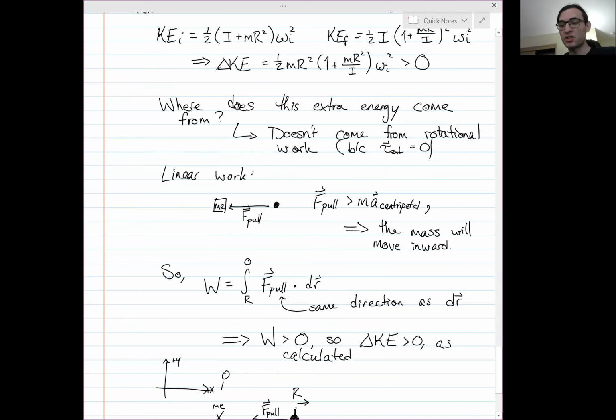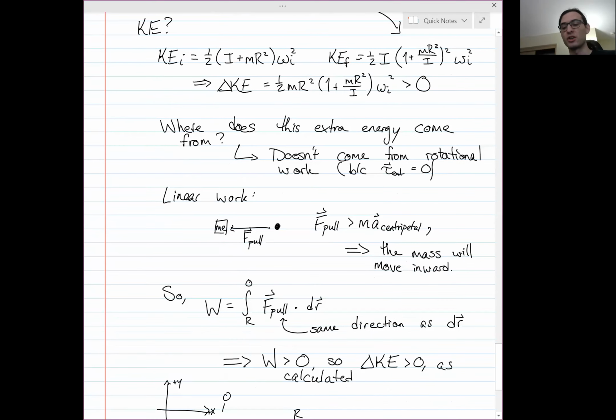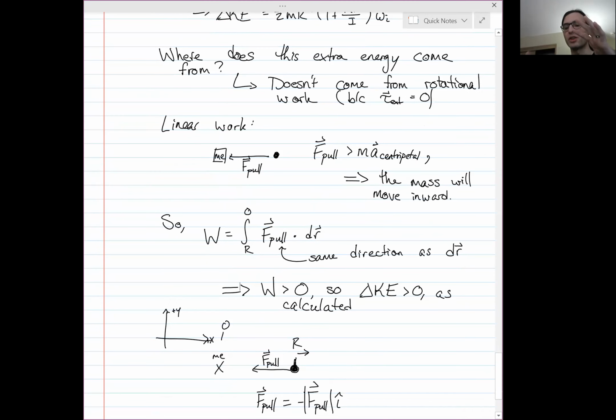And so what we can do is just compute the work explicitly, assuming that the force is always inwards. We can just take this dot product and it will always be negative, because F pull is inward and dr is outward. And because we're integrating from capital R to 0, the integral of something that's always negative will be always positive. So we get that the work done by this external force, this pulling force inwards, is greater than 0, and that checks out because we know that the kinetic energy of our system increases. So by the work-energy theorem, everything's fine.